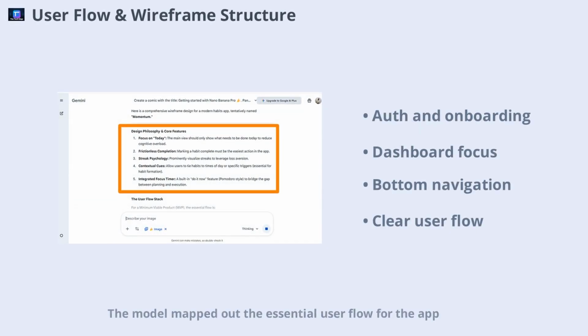The model mapped out the essential user flow for the app: authentication, onboarding, dashboard, habit creation, and weekly review. It proposed a bottom navigation bar with 4 tabs: Today, Progress, Focus, and Profile, mirroring mobile UX conventions while keeping the interface minimal. For the dashboard, Nano Banana Pro explained each element, from the greeting and progress bar to habit cards and interactive checkboxes. This level of detail makes the design easy to build and understand.